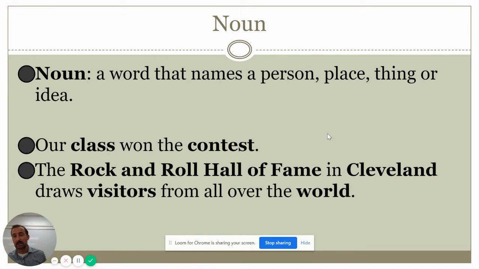Looking at our second example, it says the Rock and Roll Hall of Fame in Cleveland draws visitors from all over the world. Lots of different nouns in there. Remember, a noun is a person, place, thing, or idea. If you need additional time going into your Google Doc to type this, just take a moment and pause the video. I'm going to continue on, but the goal here is for you to get the notes and make sure that you have the part of speech and then a definition and an example.